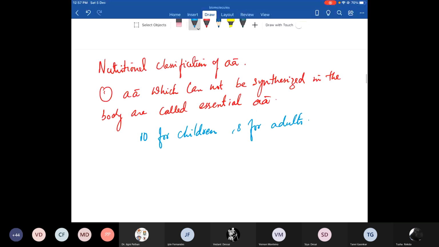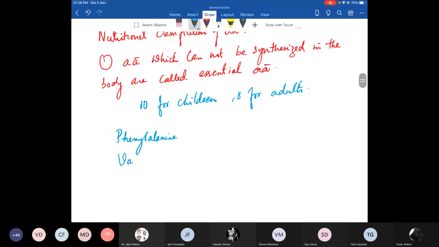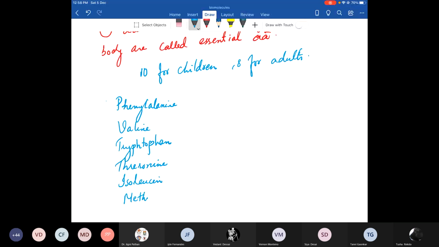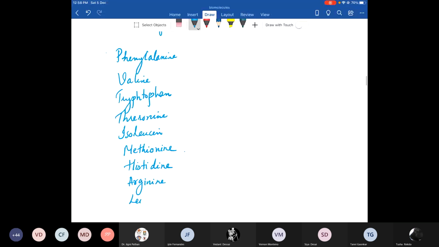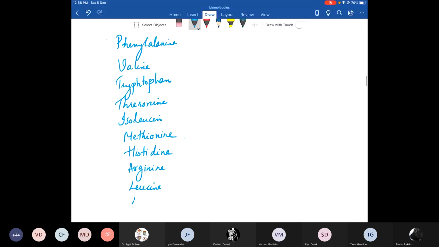Okay, we'll learn it with a trick. First one is phenylalanine, valine, tryptophan, threonine, isoleucine, methionine, histidine, arginine, leucine, and lysine.